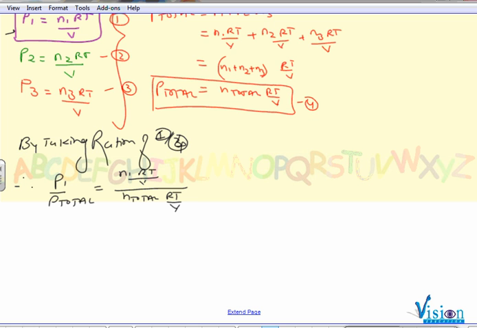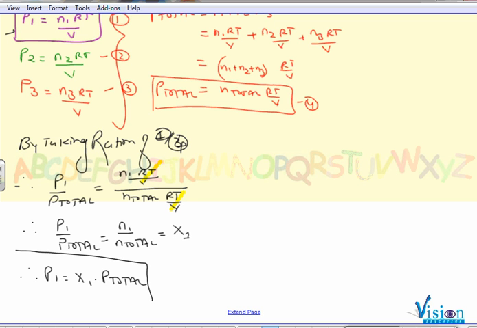If we cancel this RT by V, numerator and denominator have the same terms, so it will get cancelled. Therefore, P1 upon P total equals N1 by N total. But we have learnt earlier, N1 by N total is known as the mole fraction of gas 1. In the first semester we learnt about this. That is X1. Therefore, P1 equals X1 into P total.